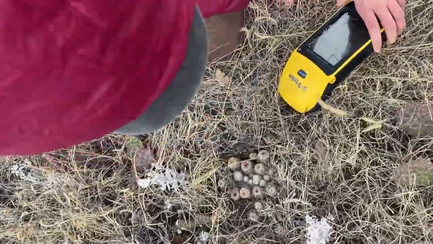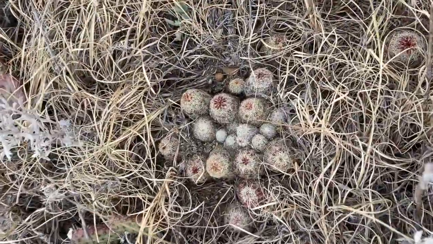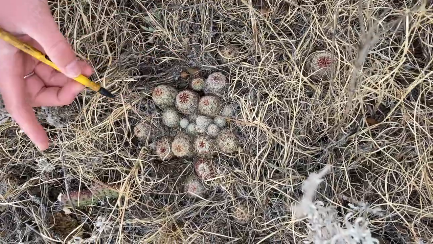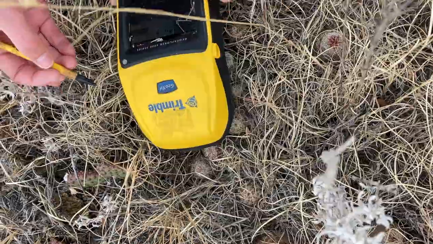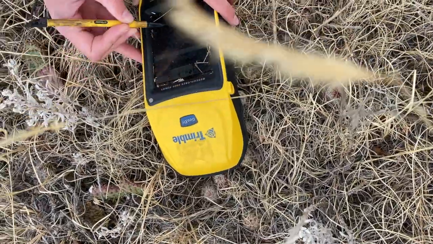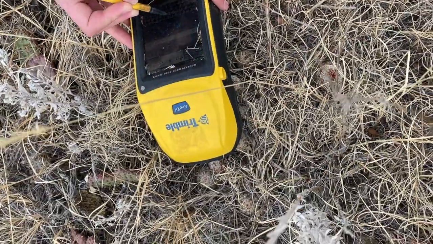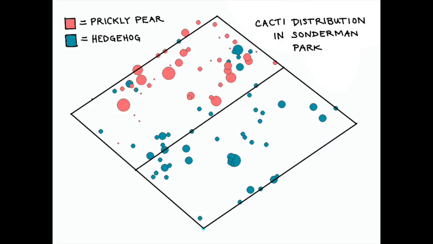We have been eyeing this beautiful patch of nylon hedgehogs. We counted 23 little units in total, so we're going to do a data point with 23 nylon hedgehogs. Pretty exciting. After collecting and uploading the data, this is a map of the distribution we got. The larger the dot, the more cladodes or units there were on that cactus, which can be a proxy for size or age. The pink dots are prickly pears, and the blue dots are nylon hedgehogs.